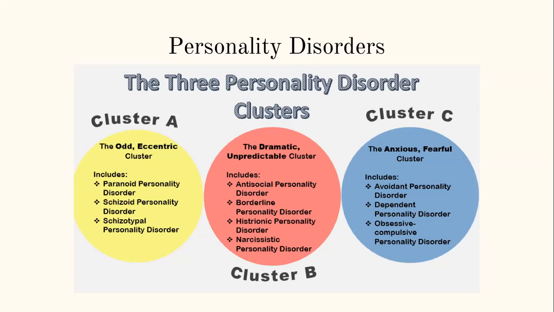Our cluster B disorders are our dramatic or unpredictable disorders. And this is antisocial personality disorder, borderline personality disorder, histrionic personality disorder, and narcissistic personality disorder. With antisocial personality disorder, these patients have a strong need for control and manipulation, and they often don't feel remorse for the way that they treat others.